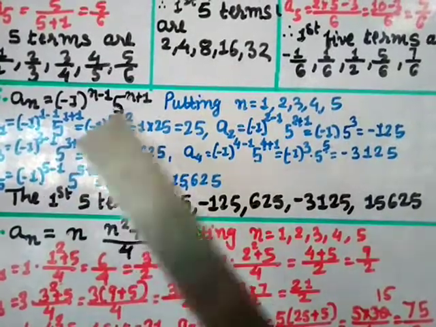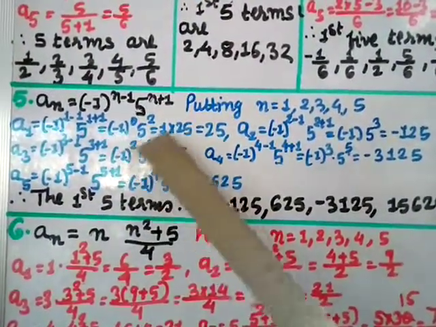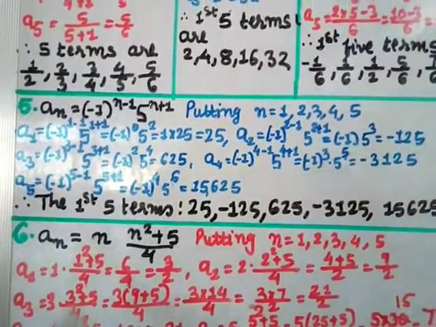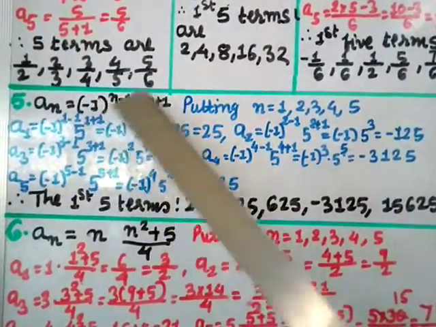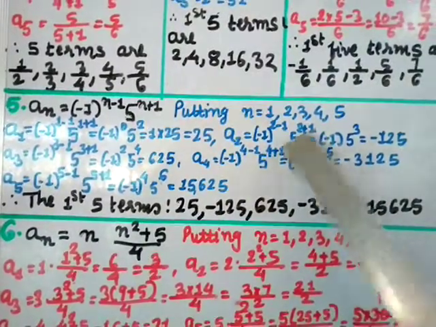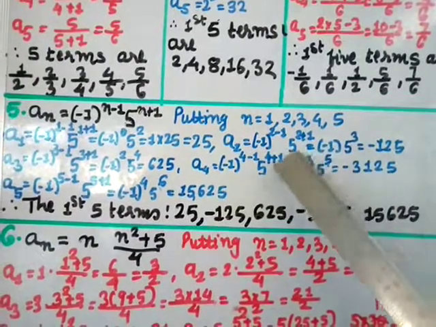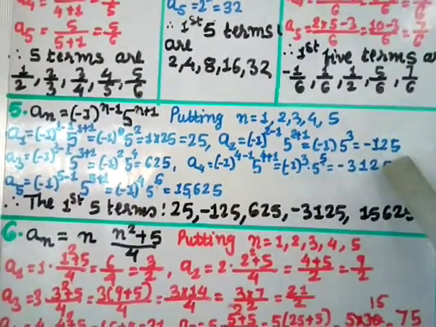Minus 1 power 0 is 1. Anything power 0 is 1. So minus 1 power 0 is 1 into 5 square is 25. 1 into 25 is 25. Now put n equal to 2. So a2 equal to (minus 1) power n minus 1, that is 2 minus 1, into 5 power n plus 1, that is 2 plus 1, equal to minus 1 power 2 minus 1 is 1 into 5 power, 2 plus 1 is 3. Minus 1 as it is and 5 cube is 125.